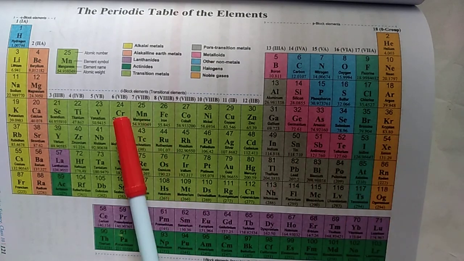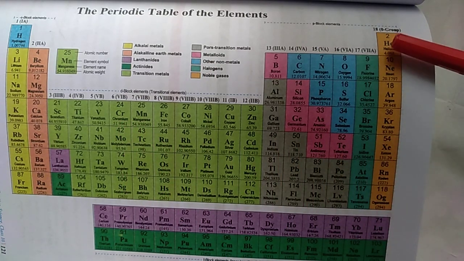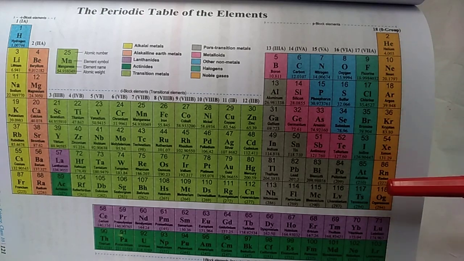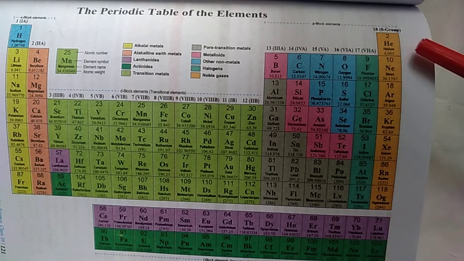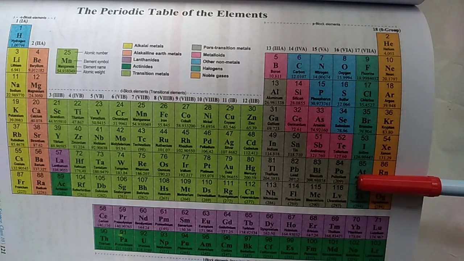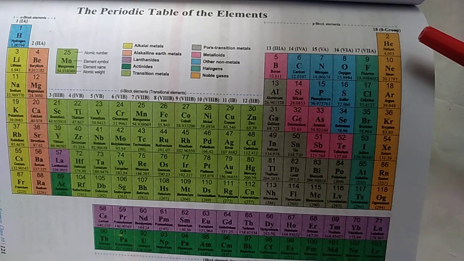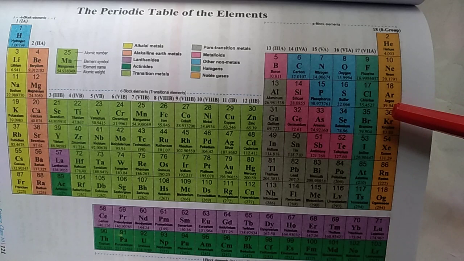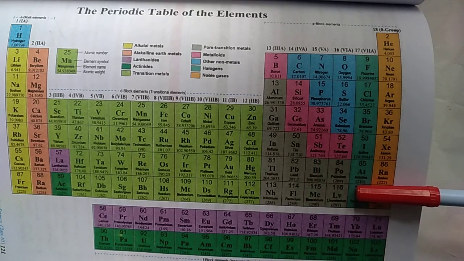18 columns means 18 groups, whereas horizontal lines are 7: 1 2 3 4 5 6 7, meaning 7 periods. So 18 groups, 7 periods. The 18 groups come from the 9 groups being subdivided, and periods are 7. So these are the groups and periods.